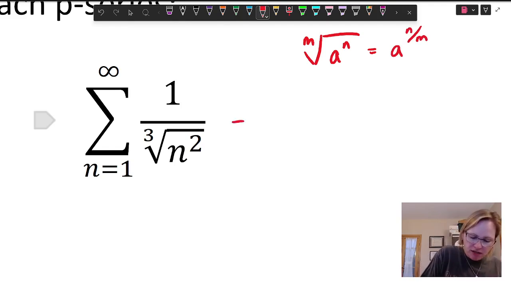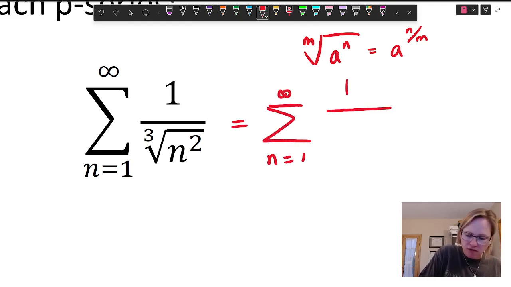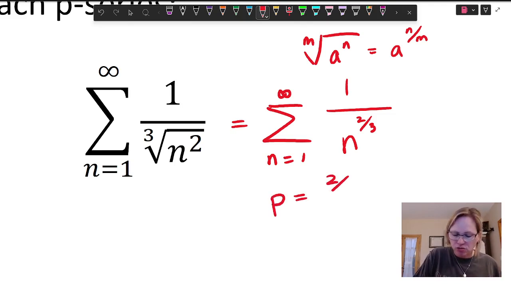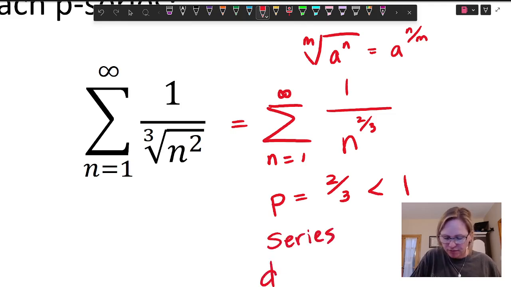So I'm going to rewrite this series as n equals 1 to infinity of 1 over n to the 2/3 power. So now that I've got it in a p-series format, I'm going to identify what p is. It's 2/3. I'm going to say that it's less than 1. Therefore, the series diverges.